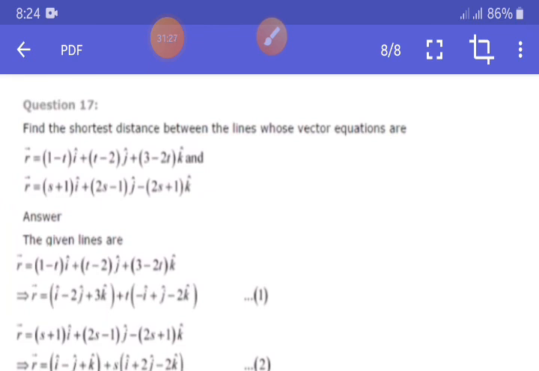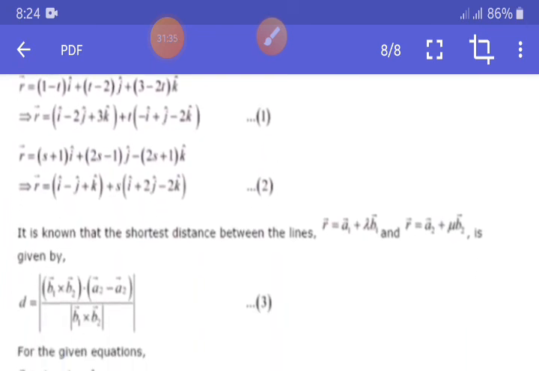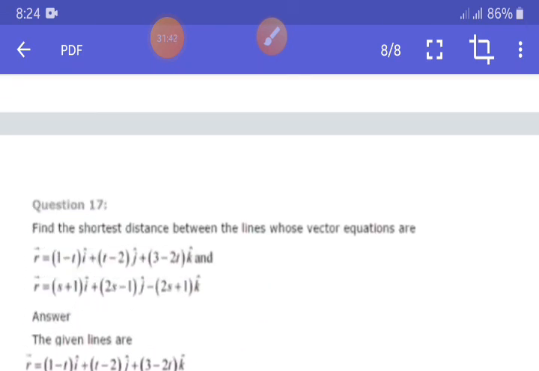Question number 17. Same type of problem, homework. It is the same model problem as the previous problem 16. So you do the homework tomorrow. Thank you, students.